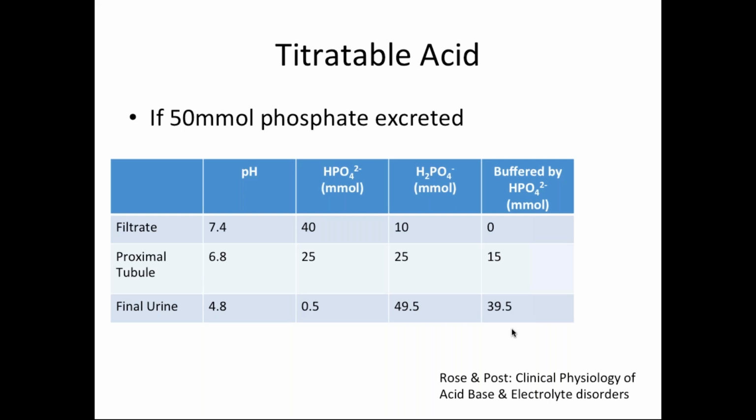So this tells you that the phosphate buffer is quite a bit dependent on the acidity or the pH at which the urine is coming out, and the lower the pH, the better the buffering that is being done by the phosphate buffer or the phosphate excretion.